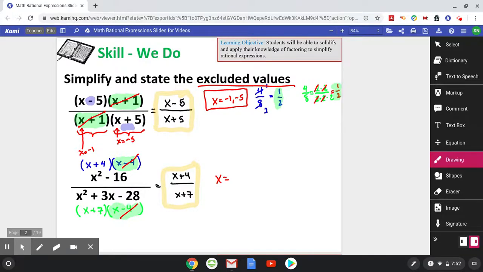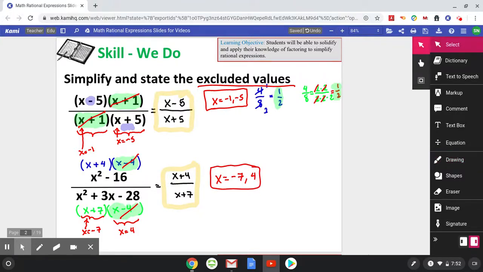We are looking for a number for x that would make this parenthesis equal to 0. We have a plus 7 and we have an x. Which number can I add to that plus 7 to get a 0? I would add a negative 7. One of the excluded values is negative 7. On the other parentheses, I would have to look for a positive 4 because 4 minus 4 equals 0, and those would be the excluded values for this problem.